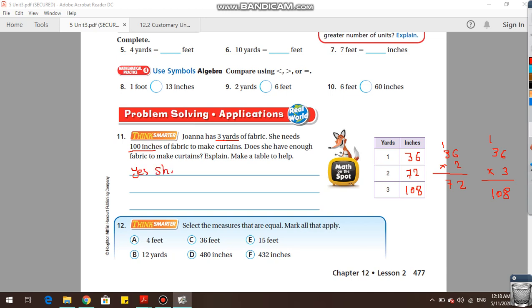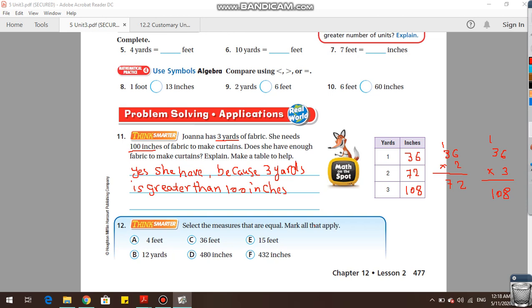Yes, she has. Why? Because 3 yards, 108 inches, is greater than 100 inches. Now select the measures that are equal. Mark all that apply.